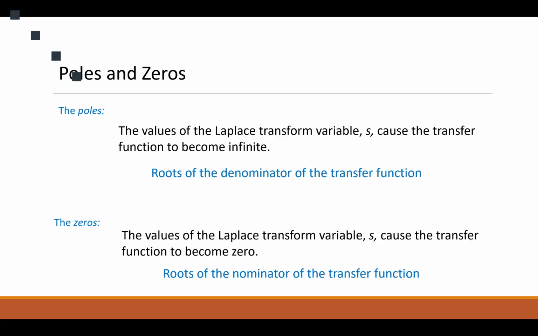Is that clear? Now, the zeros are the roots of the numerator, which you can imagine are the values of S that make the transfer function equal to zero. So they are the roots of the numerator in your transfer function. Are we good? A very simple concept, a very simple definition, but they are very important when you want to evaluate the dynamics of the system.